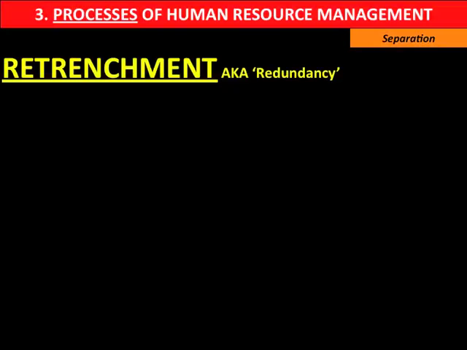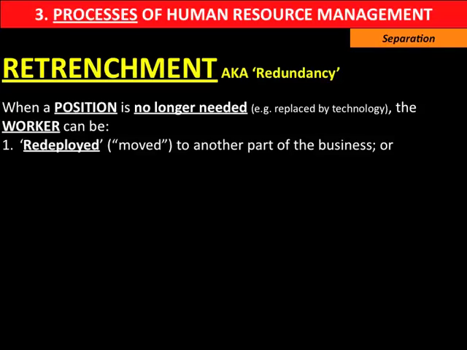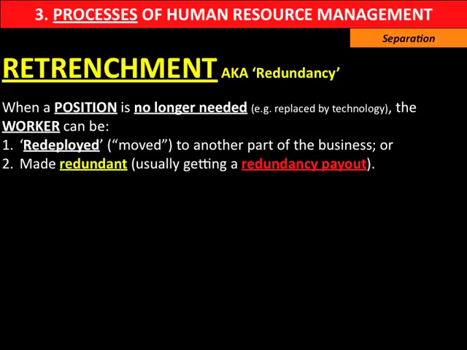Now, retrenchment, aka redundancy, when people are made redundant, when they are retrenched, is when their position is no longer needed. So it's not really about the worker is bad or the business is bad. It's when the business has changed. So say there's some new technology, business has decided, right, we're going to use this new technology. So they get replaced with technology. So the worker can be either redeployed, they can be moved to a different part of the business, or they can be made redundant and they can get a redundancy payout usually, and that costs the business a lot of money.